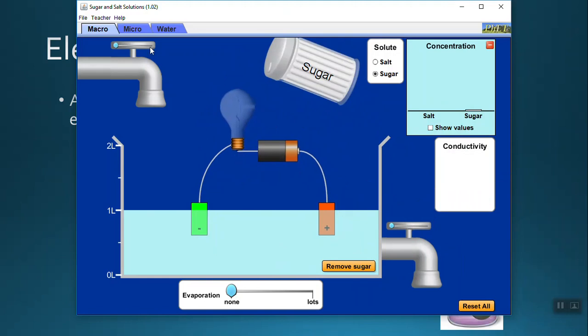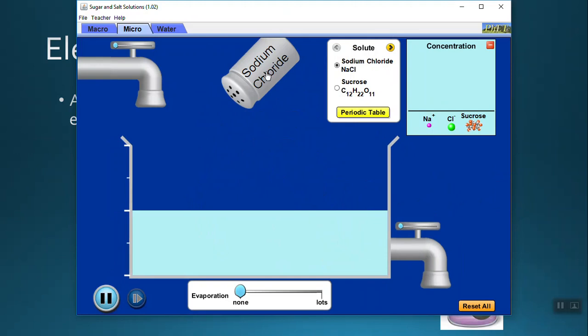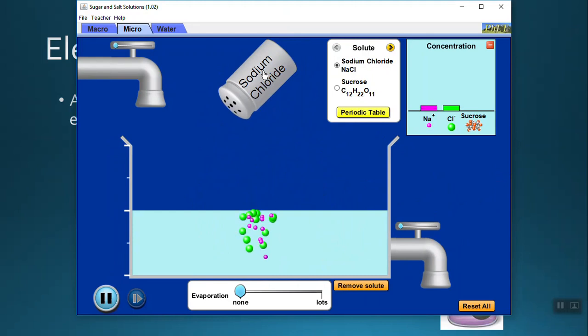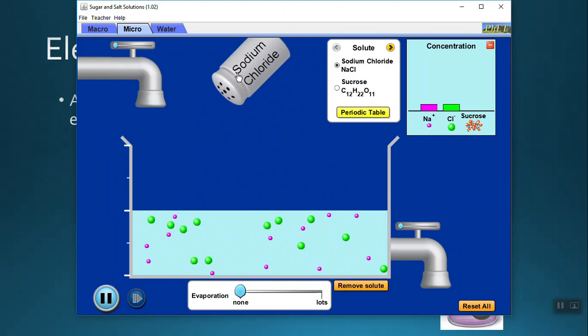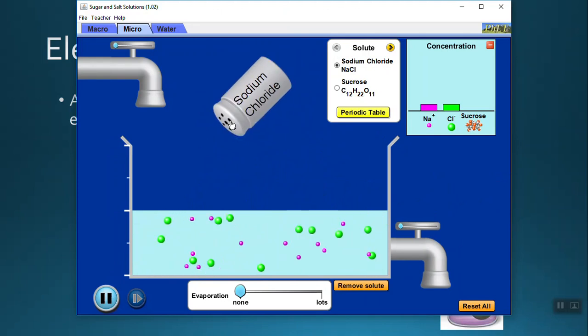Let's look at it on a micro level. Here's the salt, sodium chloride. Look at what happens when it hits the water. Sodium chloride is split up into sodium ions and chloride ions. Sodium ions are the purple pink ones here, they're the smaller size. Chloride ions are the green ones, the bigger size. When it was coming out of the salt shaker, it was together, and once it hit the water, it completely separated into positive and negative ions, cations and anions, and that right there is 100% dissociation.